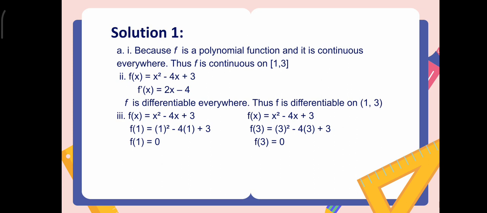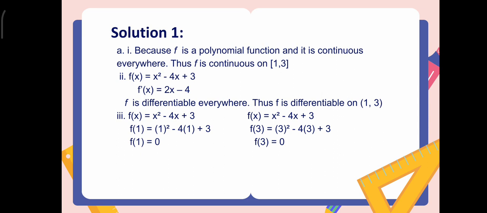For the third condition, f of a is equal to 0 and f of b is equal to 0 as well. So let's have f of x is equal to x squared minus 4x plus 3. Let x equal 1, or a equal to 1. Let us substitute it. So f of 1 is equal to 1 squared minus 4 plus 3, and we have f of 1 is equal to 0.